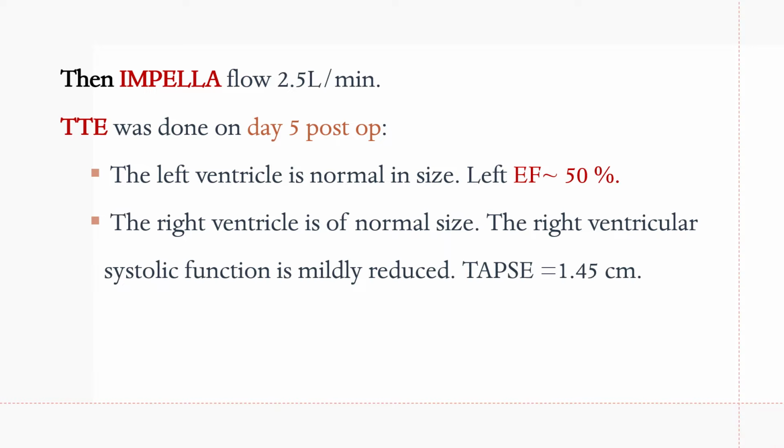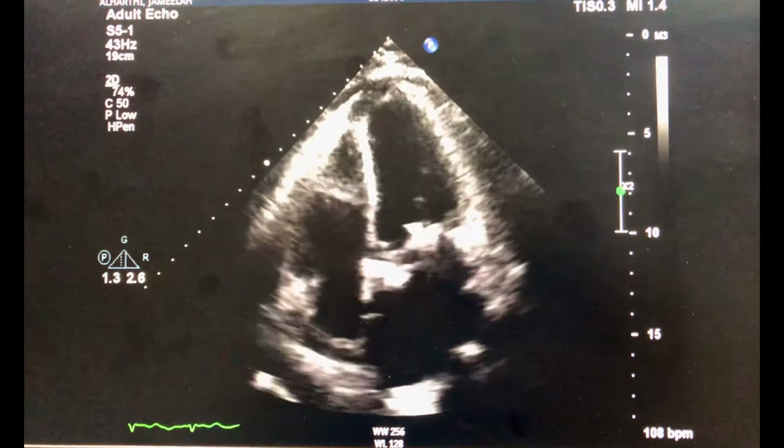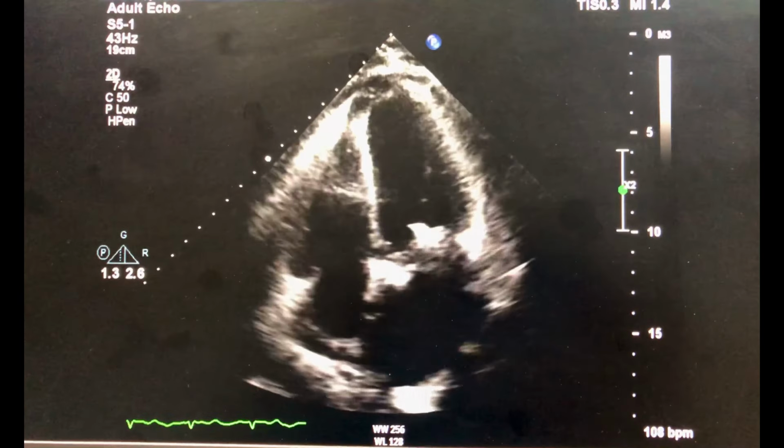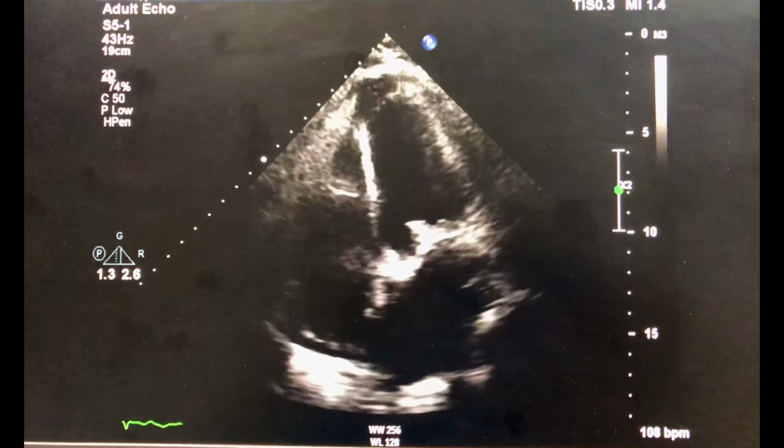The flow of Impella was reduced to 2.5 liters per minute, and transthoracic echo, done on day 5 post-op, showed that the left ventricle is normal in size with left ventricular ejection fraction 50%. The right ventricle is normal size, and the right ventricular systolic function is mildly reduced, TAPSE 1.45 centimeter. The apical four-chamber view shows improvement in left ventricle and right ventricle contractility.